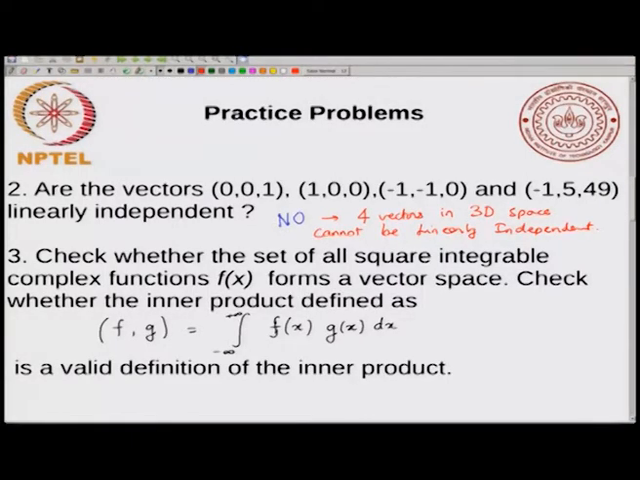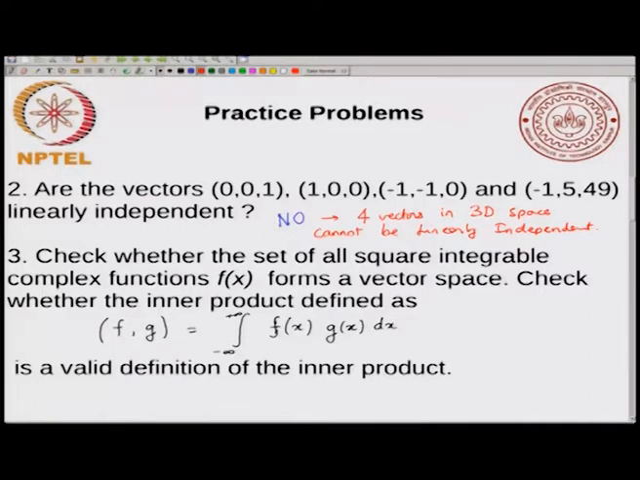So, if I give you a 3-dimensional space, the maximum number of linearly independent vectors is 3, because the basis of that space is 3. So, you can never have 4 linearly independent vectors in a 3-dimensional space. So, without any inspection, without checking anything, you can immediately say that these vectors cannot be linearly independent.